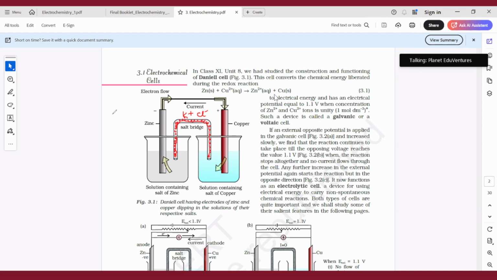In the zinc sulfate solution, what have we put? Zinc rod. In the copper sulfate solution, what have we put? Copper rod. Okay. And what is the easiest thing in the world? Take a wire and attach both the rods. We have taken a wire and attached both the rods.